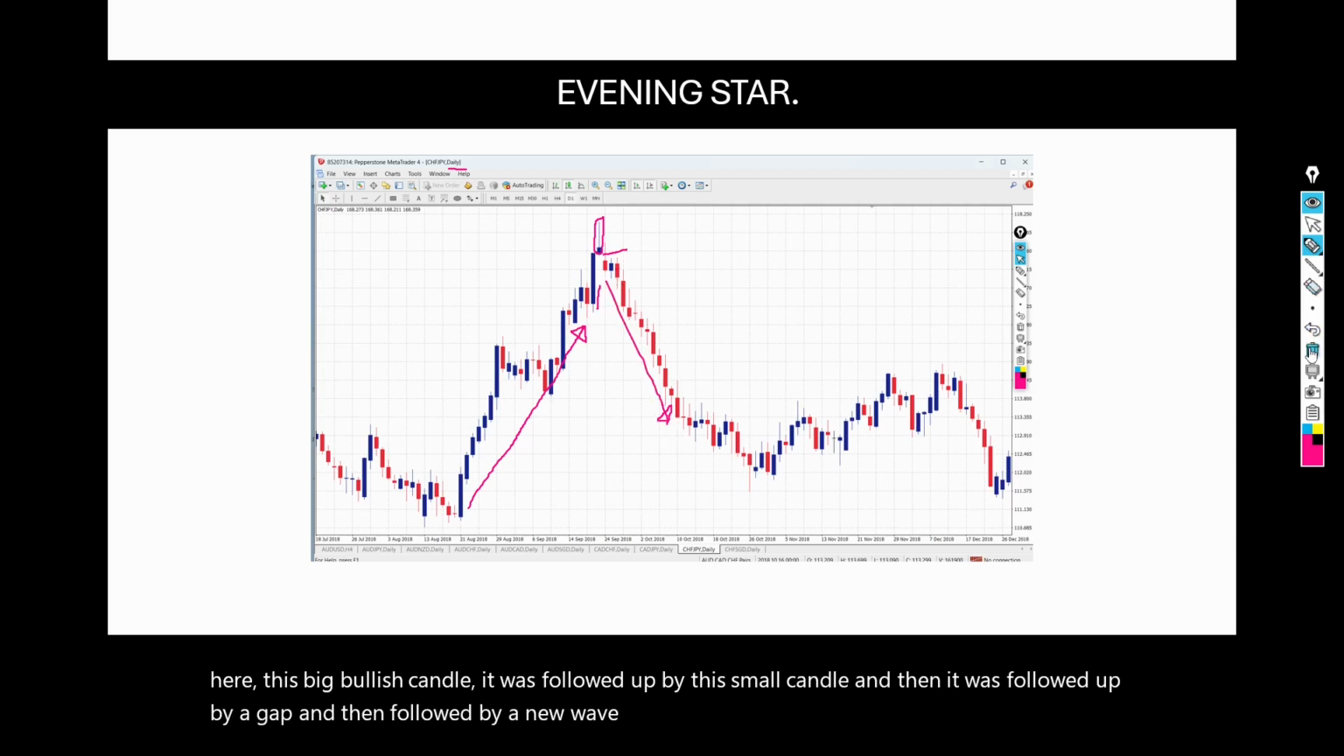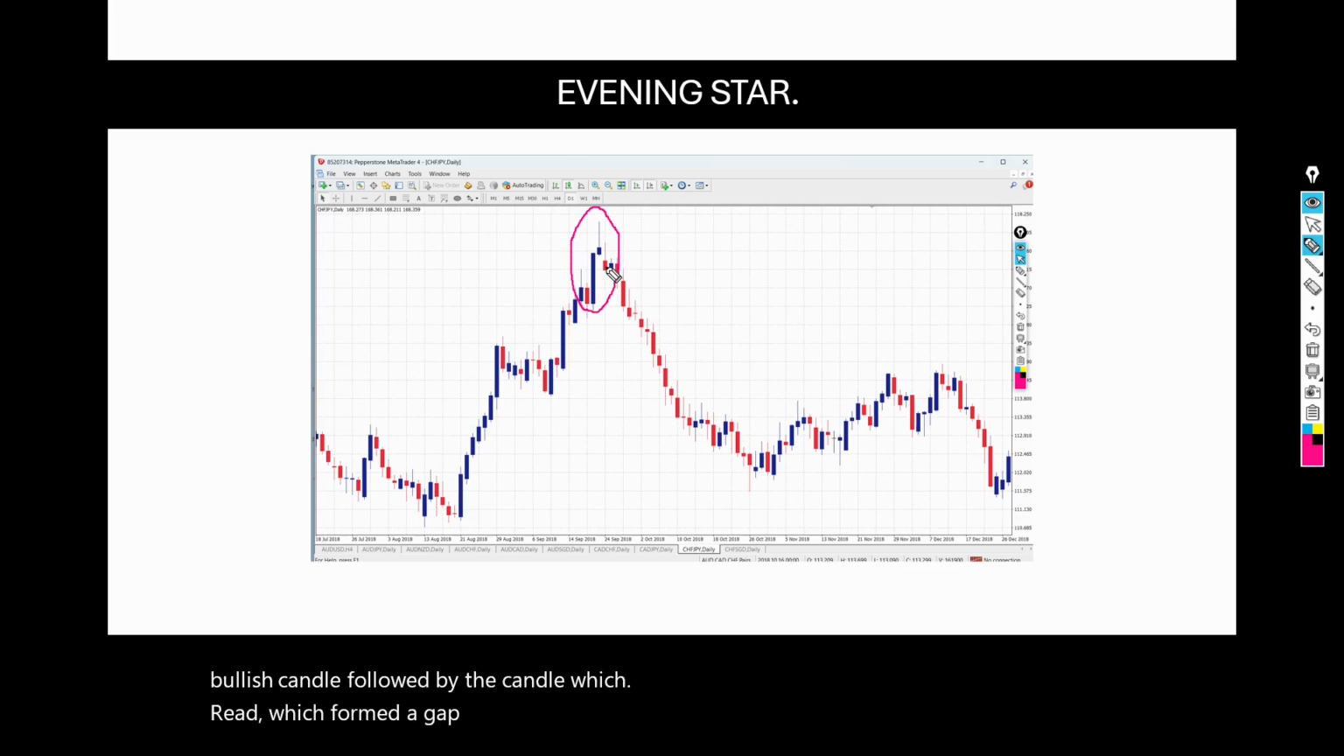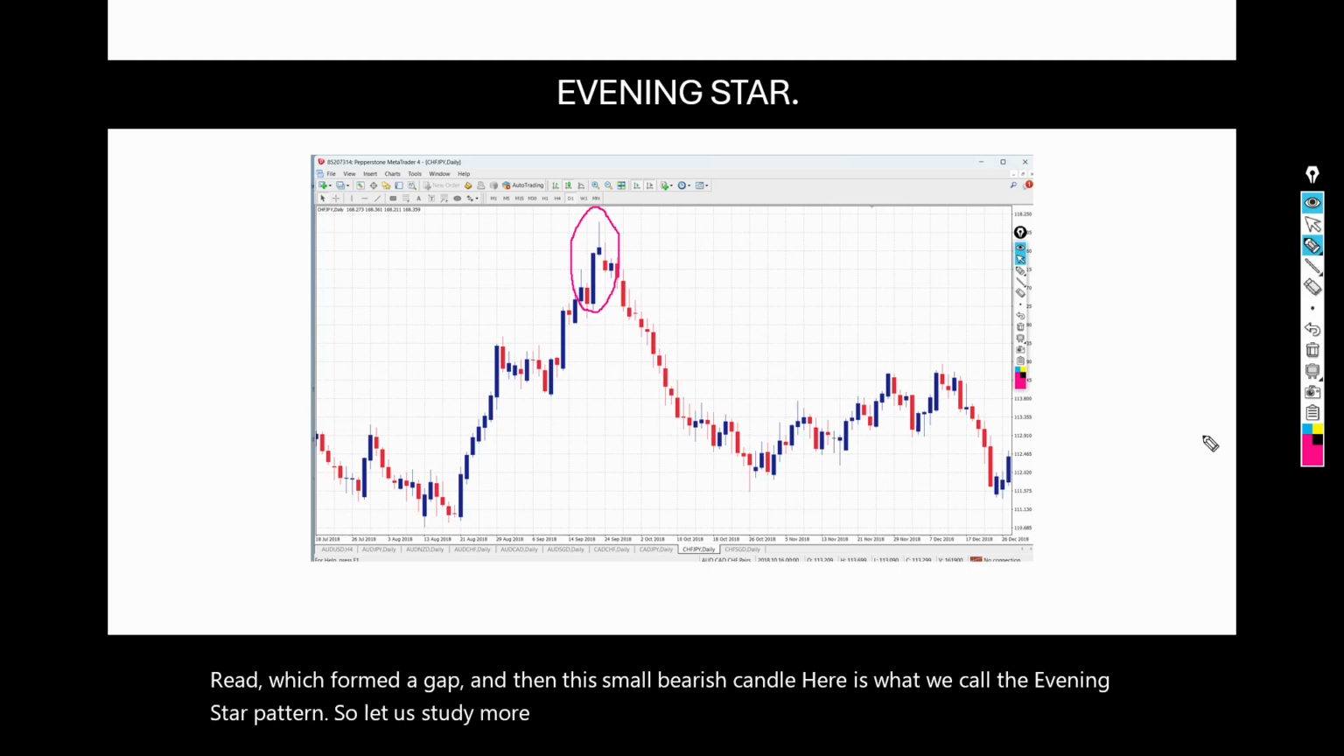So the pattern formed right here, with this big bullish candle, followed by the candle which formed a gap, and then this small bearish candle here, is what we call the evening star pattern. So let us study more about the evening star.